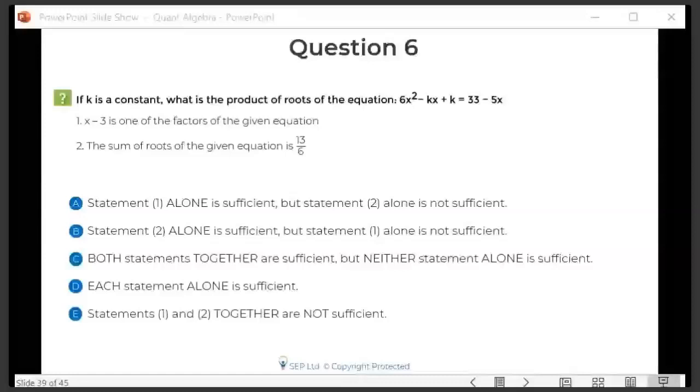Okay, another 10 seconds, guys, then I'll end the poll. Okay, I'm ending the poll now.